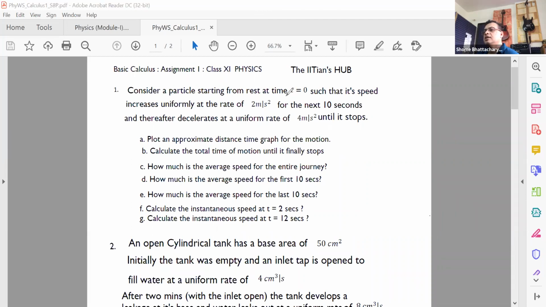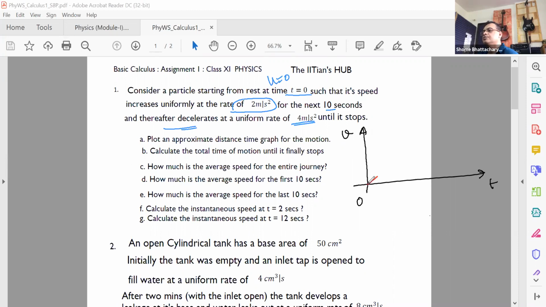So particle is starting from rest. So U is equal to 0. With its speed increasing at a uniform rate of 2 meters per second square for the first 10 seconds. Okay. And thereafter it starts decelerating at 4 until it stops. So the best way to again do this question is to visualize the graph of speed versus time.